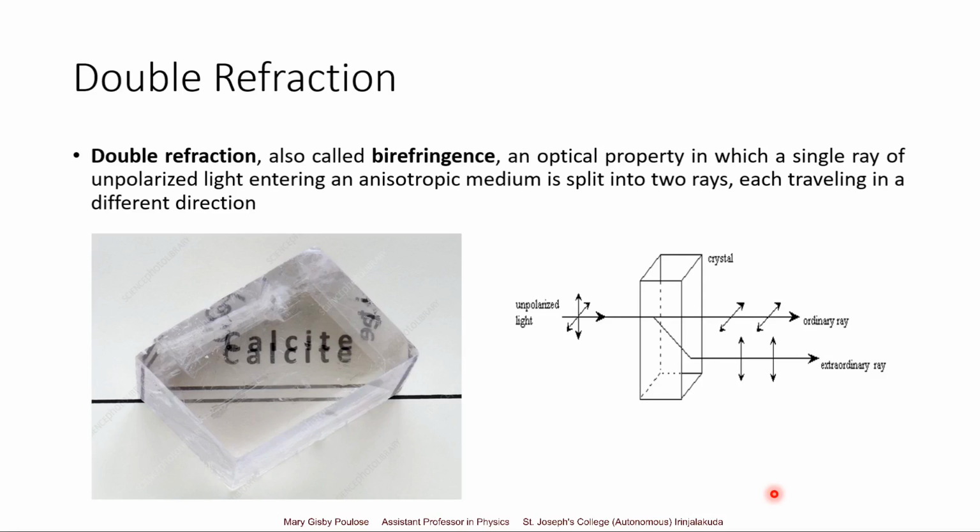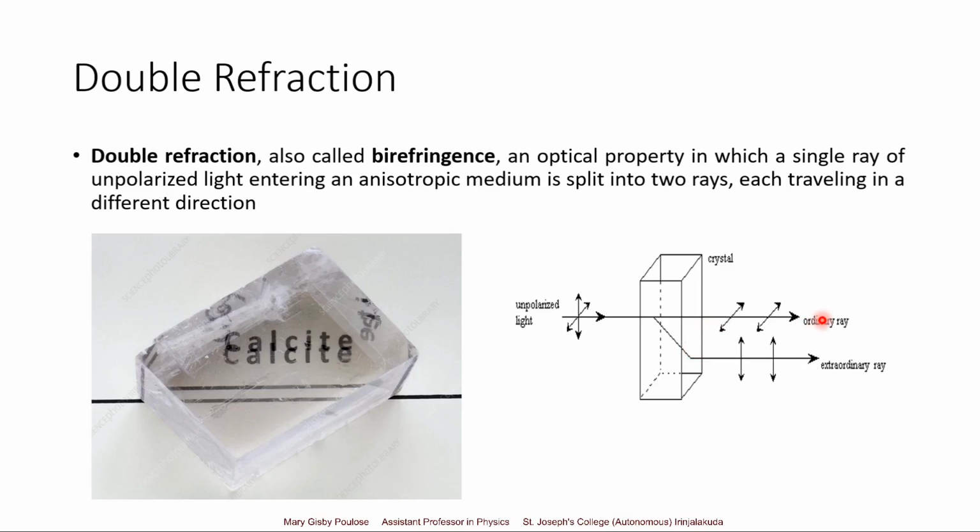Now, double refraction, also called birefringence, is an optical property in which a single ray of unpolarized light enters into an anisotropic crystal and splits into two rays. Both the rays will be traveling in different directions. So here we can see that when unpolarized light falls on a birefringent crystal, it refracts into two.